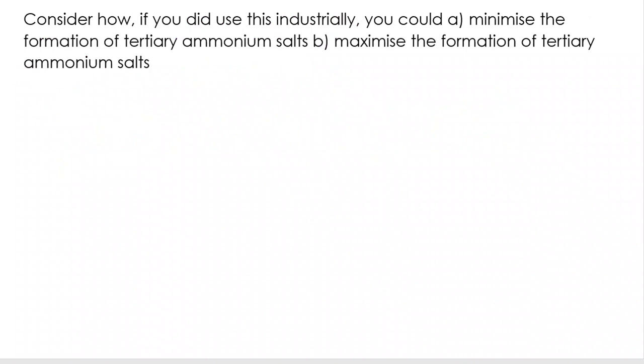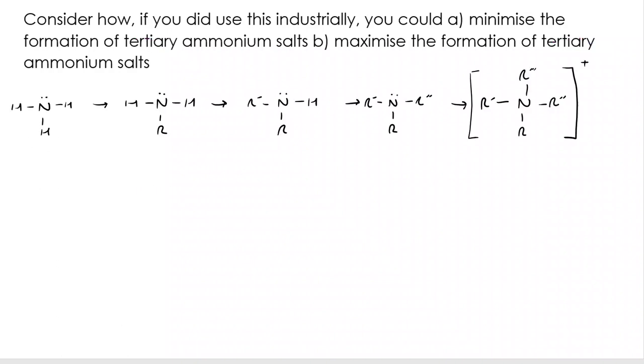But if you did do it industrially, there are factors that you could alter, that you could change, that would maximize your chance of one product over another. What could you do to minimize the formation of quaternary ammonium salts and maximize the formation of primary amines? Well, let's start by drawing them out. We could go from ammonia all the way to the quaternary ammonium salt.